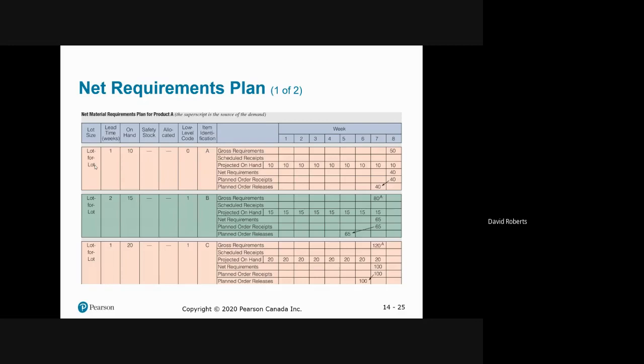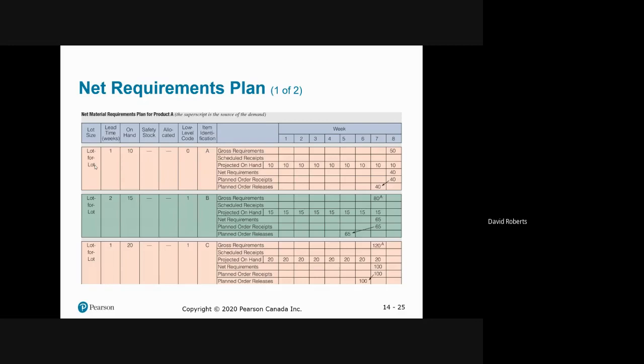You can see that in the planned order receipts, that's when you need it. You need 40 in week 8. When do you need to order it? Which is the planned order releases. There's a lead time of 1 week. So you back it up from 8 to 7.